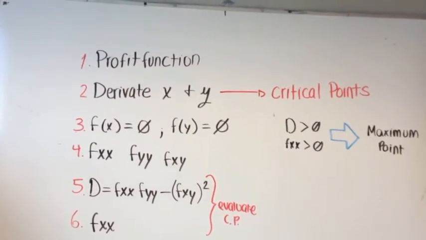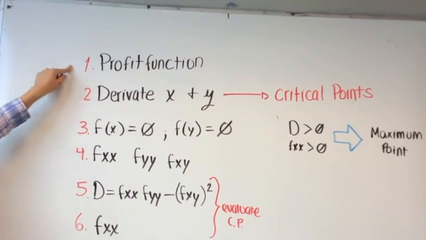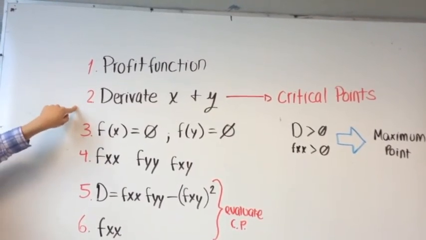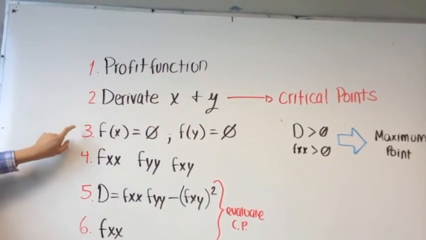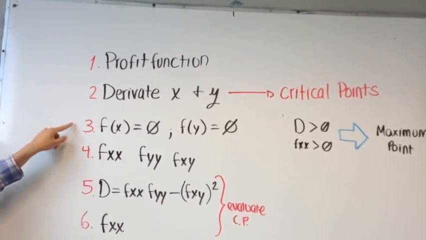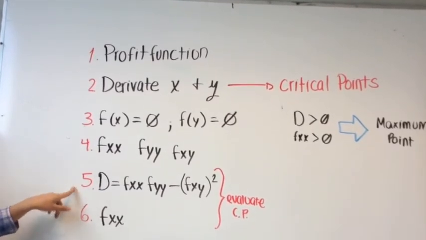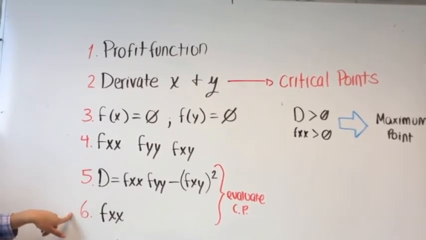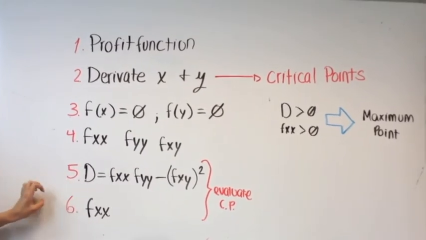In summary, this is what we did. First of all, we got the profit function with the data that the problem gave us. Then we derived in relation to x and y to get the critical points. Then we equaled them to 0. Then we got the second derivatives in order to put them in D. Then we had to evaluate D and the second derivative of x, and since both of them were positive, it was the maximum point.